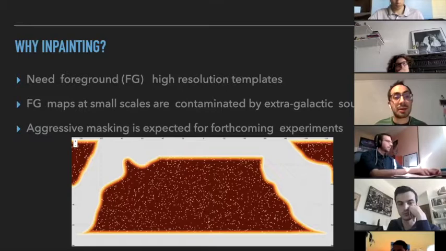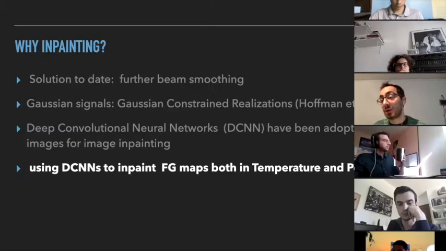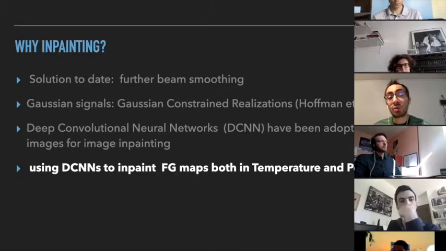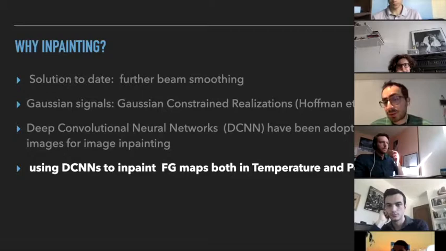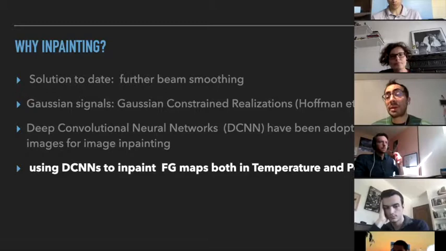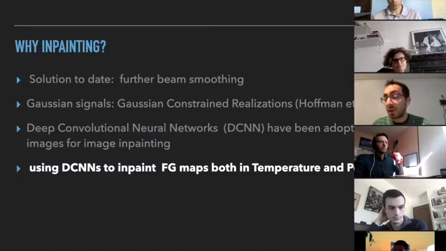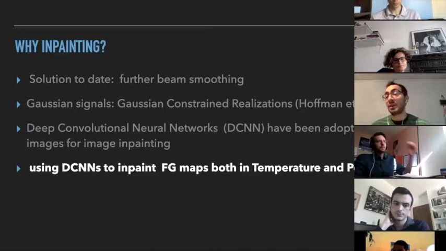So the solution today was to apply an extra smoothing, to convolve our maps to a larger beam with a full width at half maximum of around 1 degree, to essentially remove and smear down the point sources. On the other hand, Gaussian signals like the CMB don't need much inpainting with neural networks, because, already being a Gaussian field, Gaussian constrained realizations can do a pretty good job. So deep convolutional neural networks have been adopted so far to inpaint for image reconstruction in natural images. The idea was, if we are able to reconstruct a face or a landscape, why not a Gaussian galactic field, a galactic emission? So this was the idea behind it. So we tried to inpaint for the first time not only temperature, but also polarization of foreground maps.